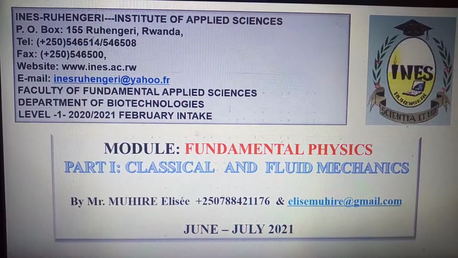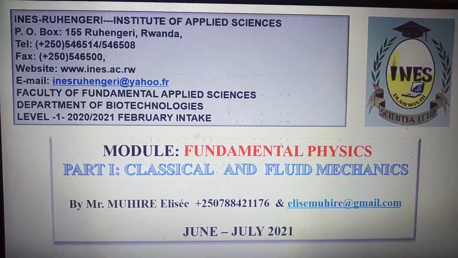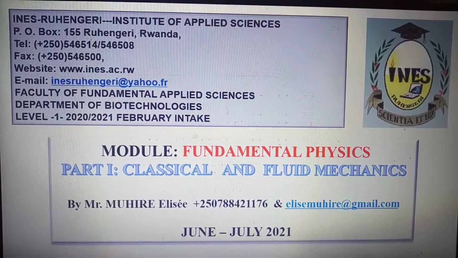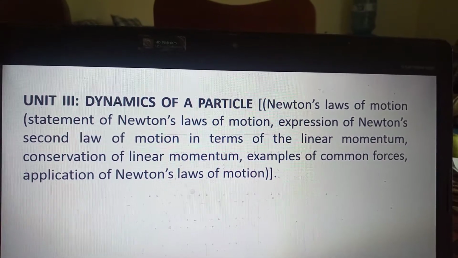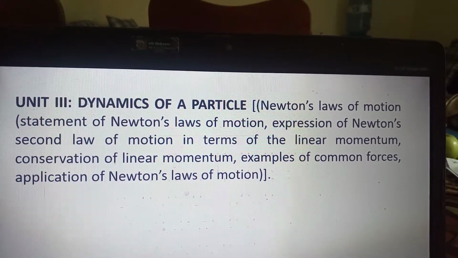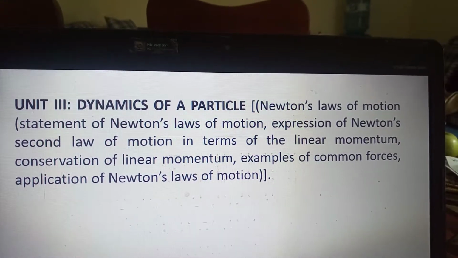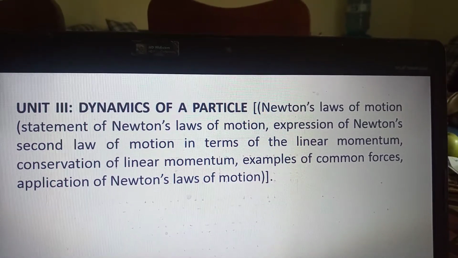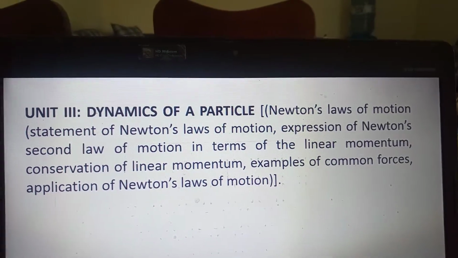Good morning, dear students. Today we need to continue with our module of Fundamental Physics, Part 1 of Classical and Fluid Mechanics. As time flies, we need to talk about Unit 3, which is Dynamics of a Particle, especially called Dynamics of Translational Motion. Here we'll learn about Newton's laws of motion and their applications.